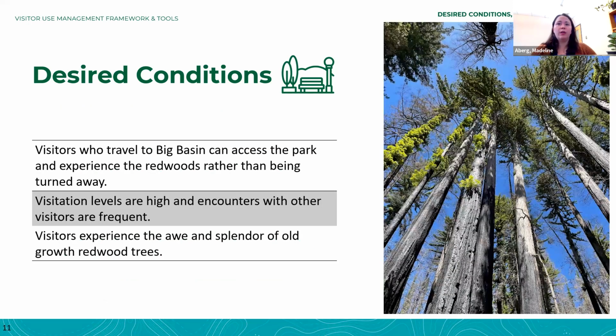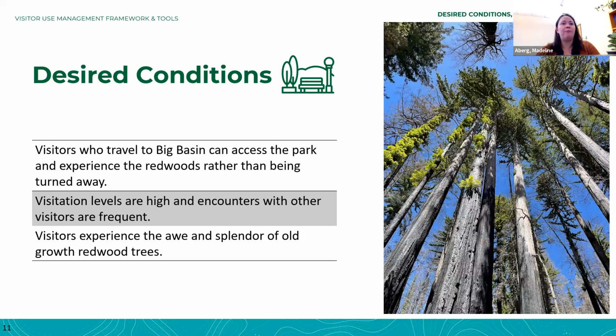This table shows 3 examples of desired conditions from a project that we all worked on at Big Basin Redwood State Park in 2023. These desired conditions came from the park's general plan, as well as a 2022 Reimagining Big Basin Vision Summary. We also consulted park specialists in park planning, natural resources, cultural resources, visitor services, and interpretation and visitor education to refine and add to the desired conditions. So here I have just 3 examples from a very large list that we came up with.